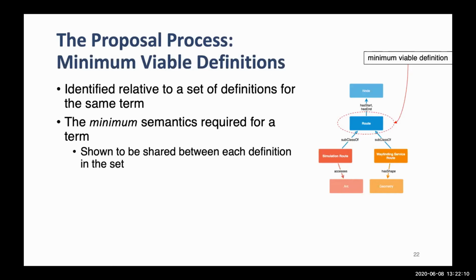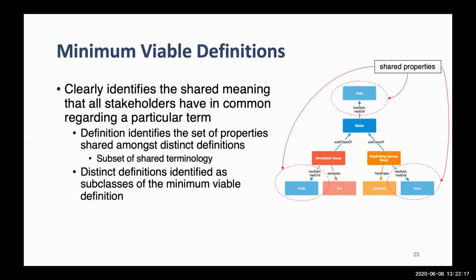So what's the semantics that's been shown to be shared between each definition in the set of definitions for a term. And these are really valuable, or will be really valuable resources, because they clearly identify what the shared meaning is that all stakeholders have in common regarding a particular term, as well as identifying what the set of properties is that's shared amongst the different definitions, and identifying the distinct definitions as subclasses of this minimum viable definition.